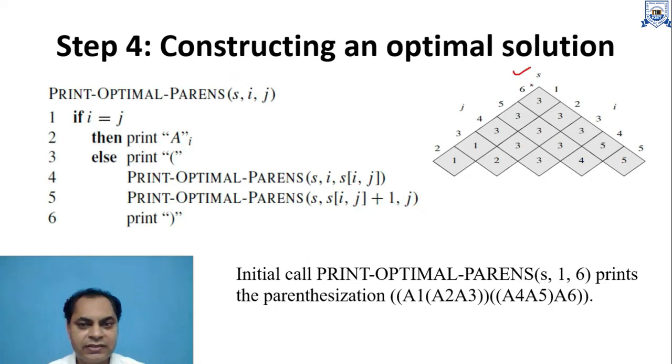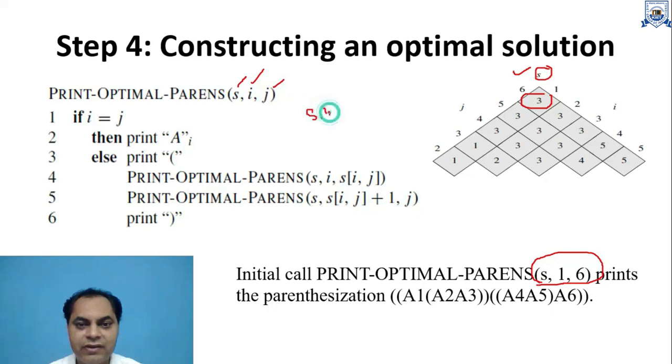Let's say this is another example, where we have 6 matrices. The initial call takes the table S, with initial index 1 and final index 6. So S16 is the first call, as clearly mentioned here. For S16 the value is 3, so it will return 3. That means the first split is after matrix 3.